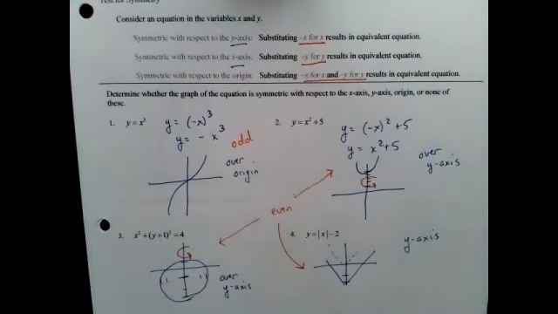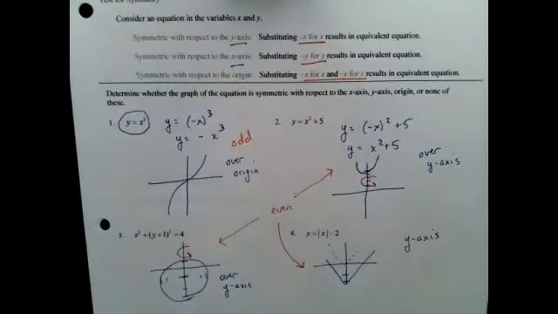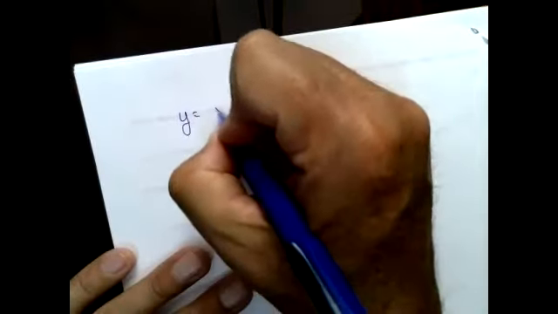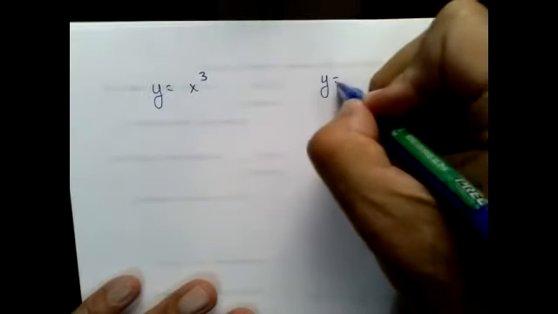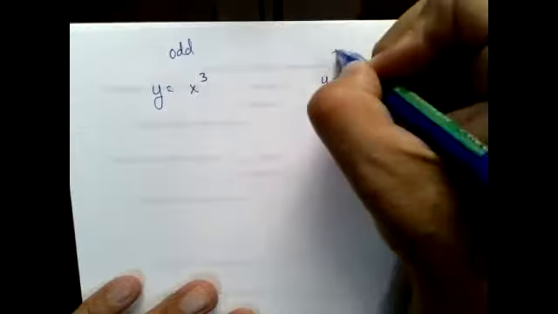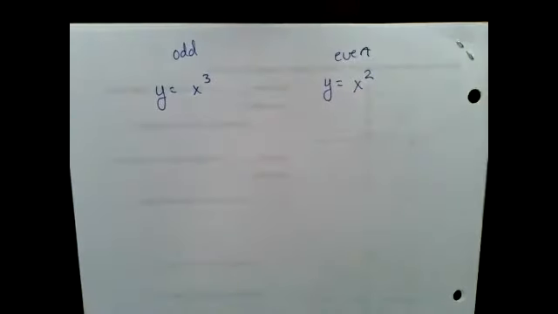And the easiest way to remember an odd and even function, check out the exponent. If I ever want to say, what's an odd function? y equals x cubed. Okay, y equals x squared. These are the simplest odd and even functions, an even and an odd. These are the two simplest ones.